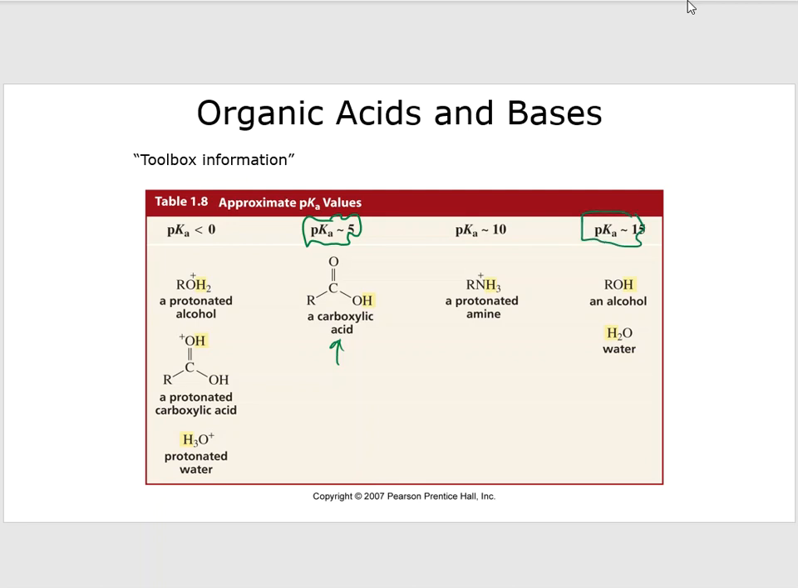So methanol was 15.5. The ethanol was 15.9, almost 16. So if we do an average of all the alcohols, the common ones, then we're going to see that these pKa's center around 15 almost all the time. Okay? So that's the classification that alcohols are going to go into. Protonated amines. Protonated amines are around a 10 on average.